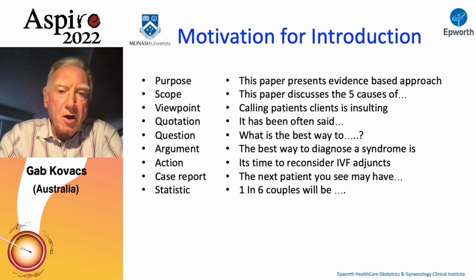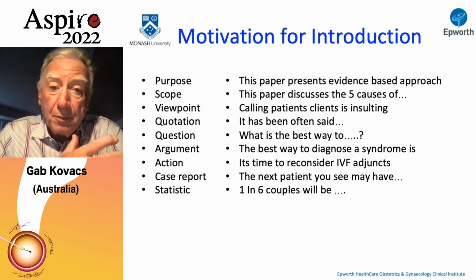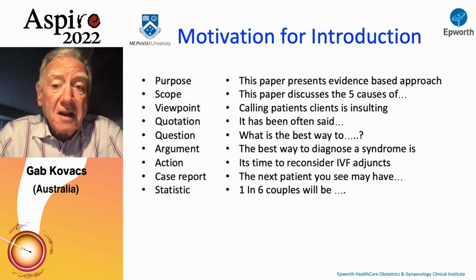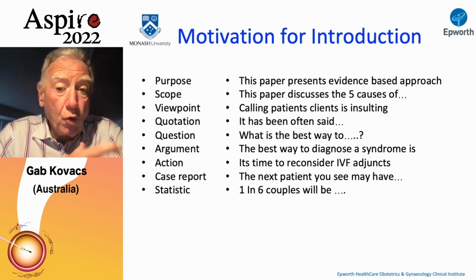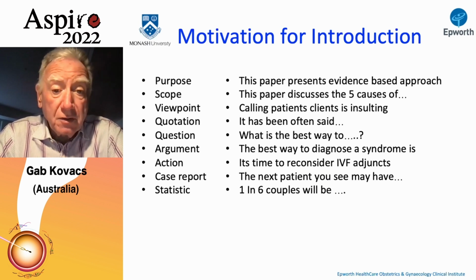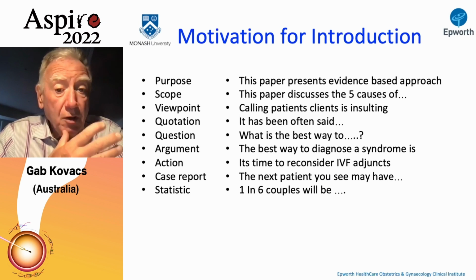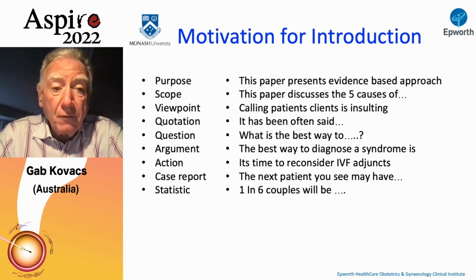So the motivation might be, we might have a purpose of a paper, which is to present an evidence-based approach to a certain clinical problem. Or the scope of the paper might be to discuss the 5 causes of a certain condition. The paper might be a viewpoint, for example, calling patients insulting, and we need to explain why we disagree with that. Or it can be a quotation, something that's often said that we wish to dispute. Or the question might be, what is the best way to do something?